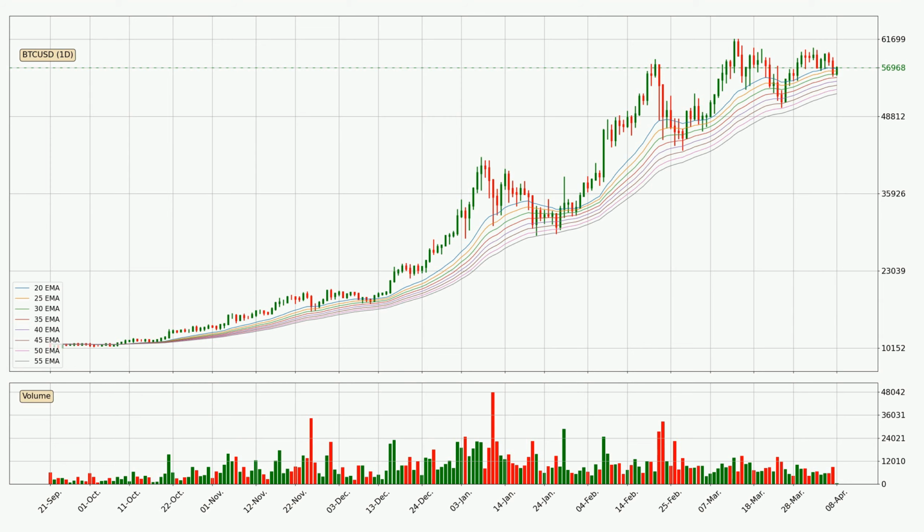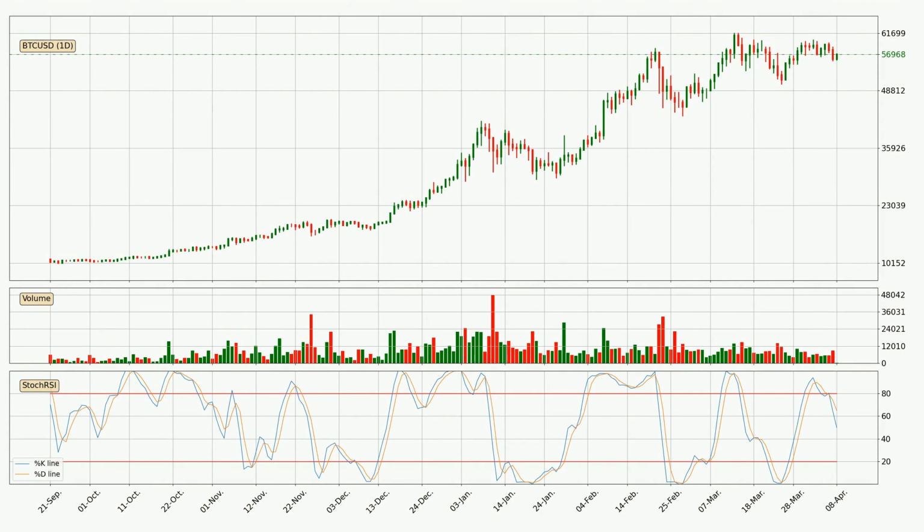Moving to the daily stochastic RSI, there are no signs of the stochastic RSI being oversold or overbought at this time, but we can see that the trend is currently going down because the K line is below the D line.